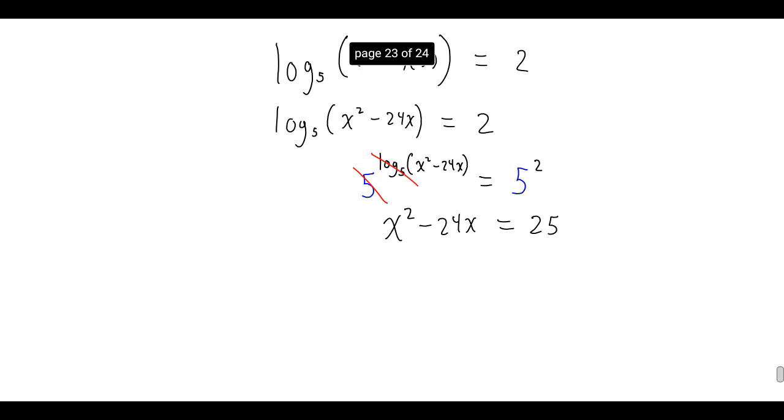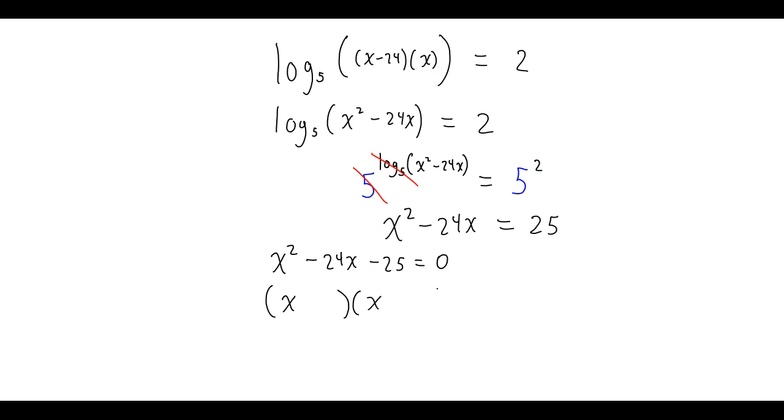Okay, so let's solve this as we normally would. Let's subtract 25 from both sides. So x squared minus 24x minus 25 equals 0. I need to factor this. So x and x, the question becomes what times what is negative 25, but adds together to be negative 24, and that would be positive 1 and negative 25.